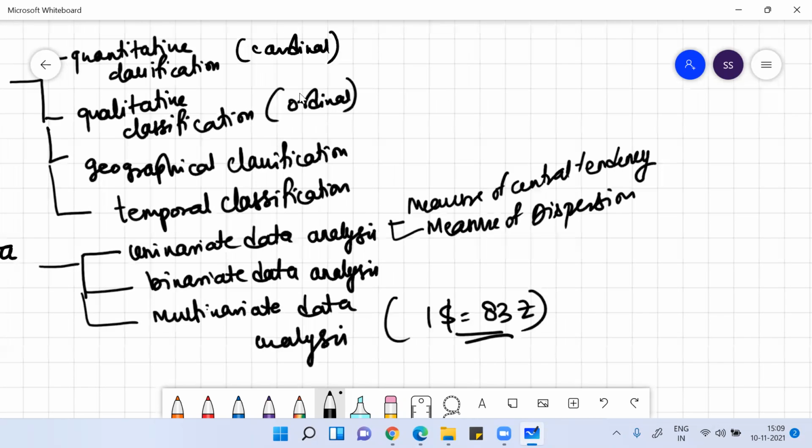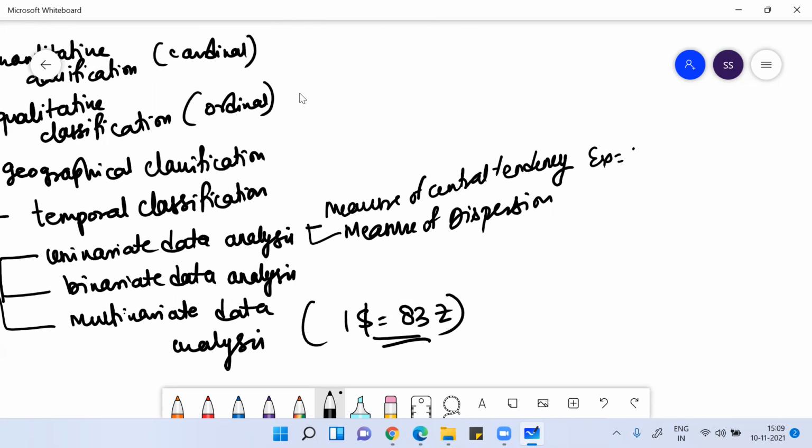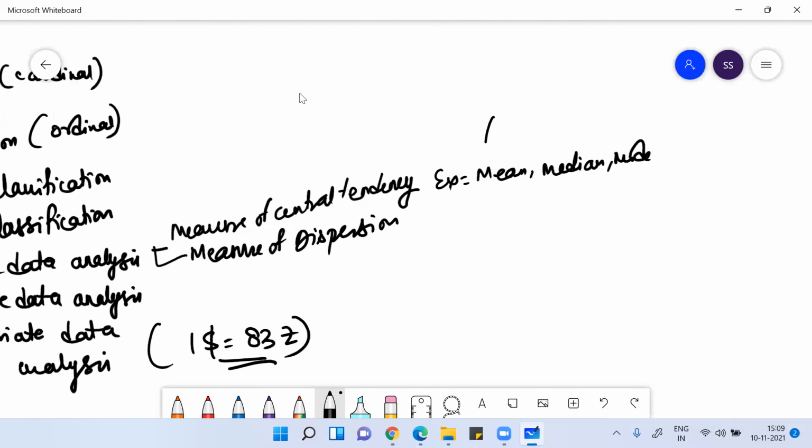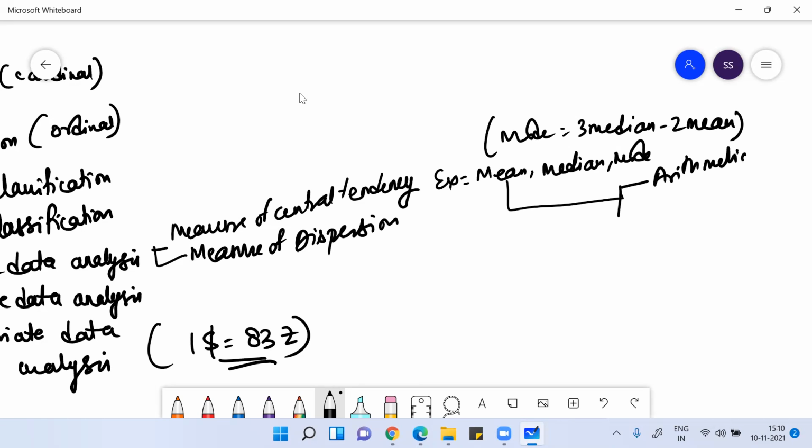To do the post-mortem of the data in measure of central tendency, we'll study mean, median, and mode. You can remember the relation: mode is equal to 3 median minus 2 mean. And mean can be arithmetic mean, geometric mean, or harmonic mean.